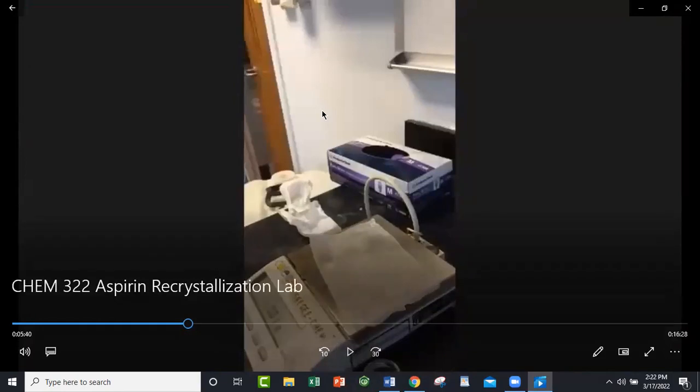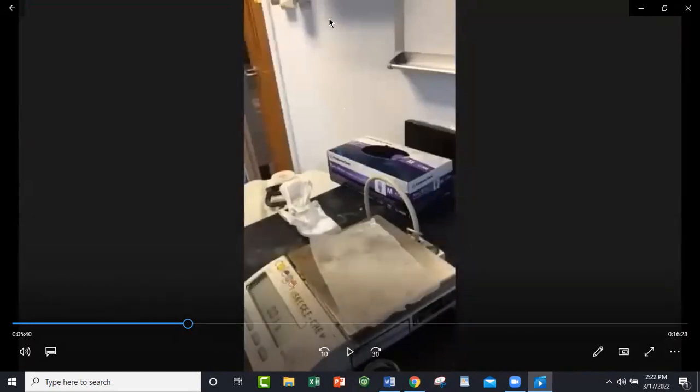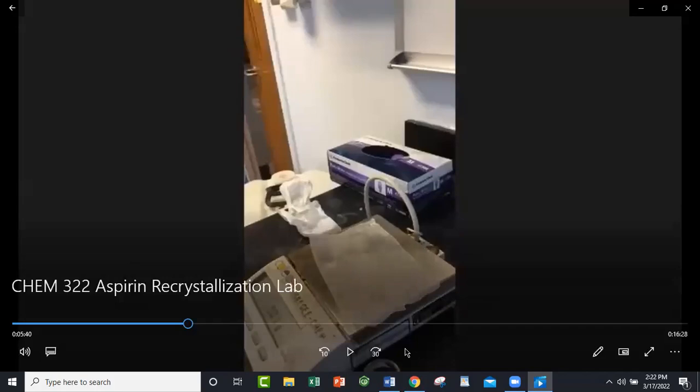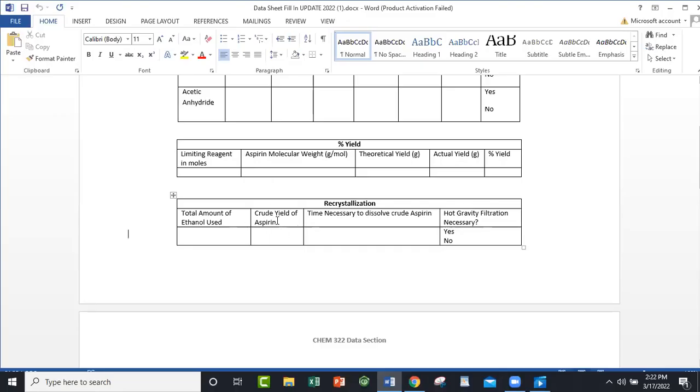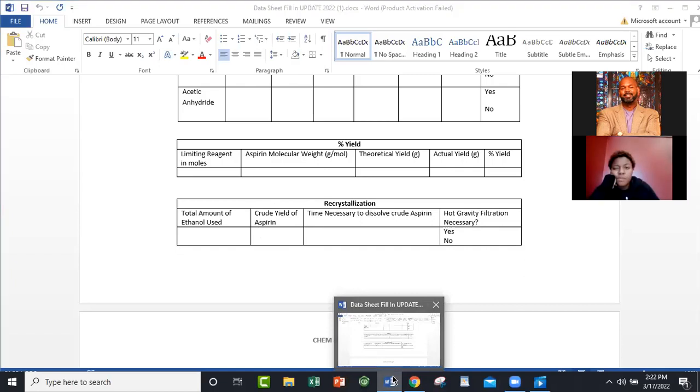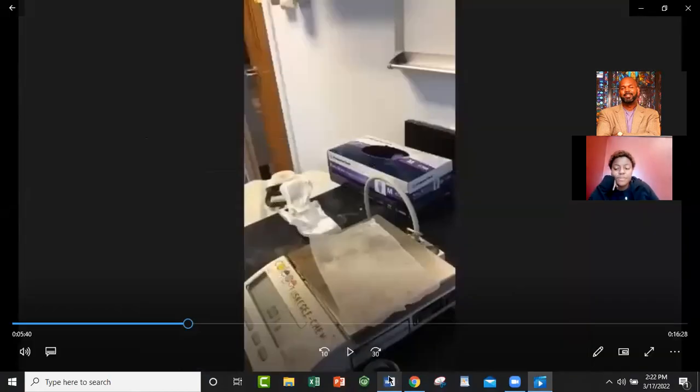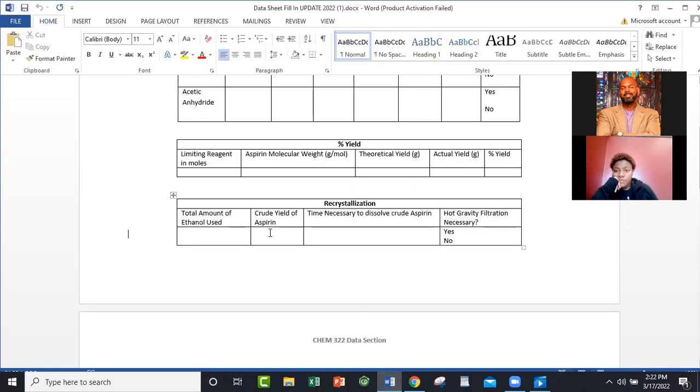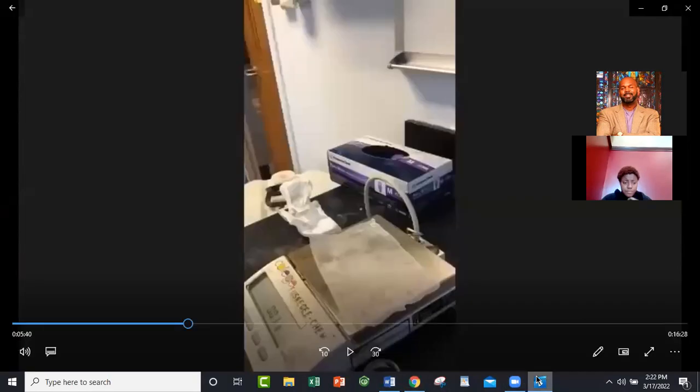All right, so for this part, you can choose which sample you want to record, because I think on the data sheet it asks about the crude yield. So when you see the numbers, just pick one. It's up to you. It doesn't matter which one you pick. There are three samples that are going to be weighed out. So you can pick whichever one you want. And whichever one you pick, you're going to type in that crude yield there. And then you'll also take the total amount of ethanol used, which we'll get to that part. All right. But the crude yield, it's up to you which one you pick.